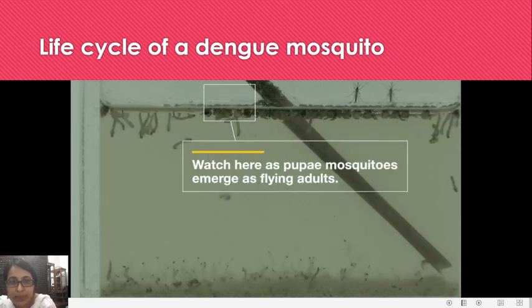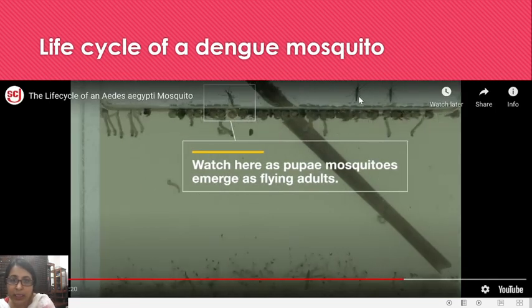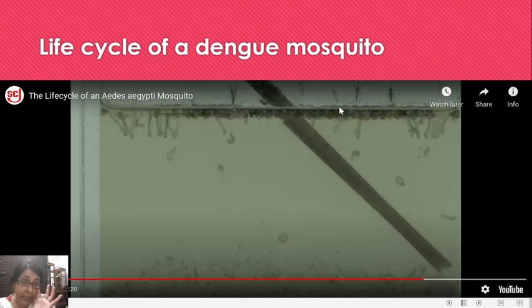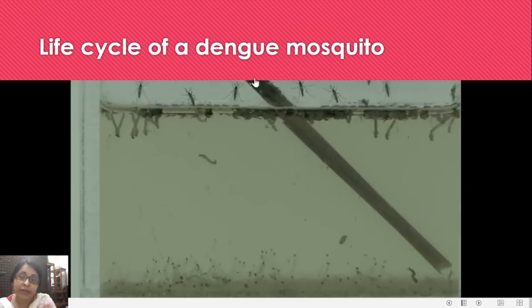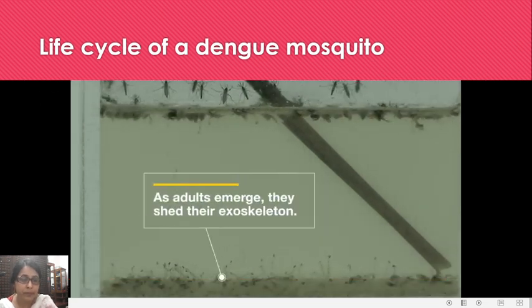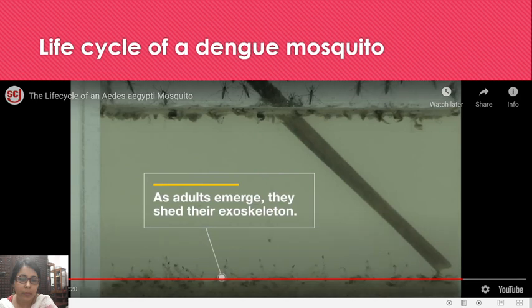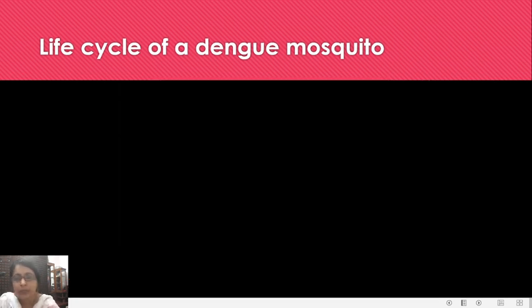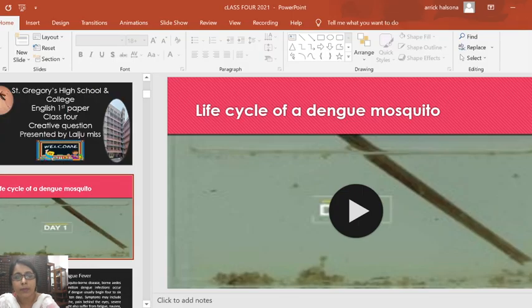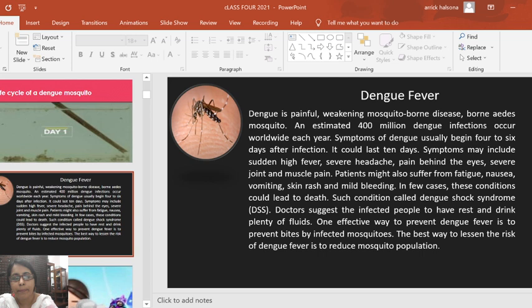Can you see the mosquito, boys? This is actually a mosquito. And it's a small insect, although it is harmful for our body. So boys, now we are going to learn about the dengue mosquito.